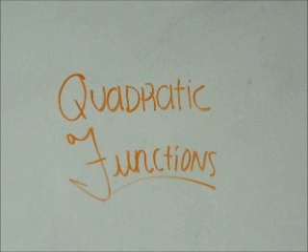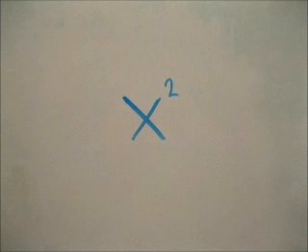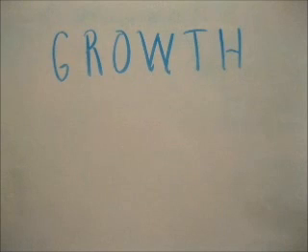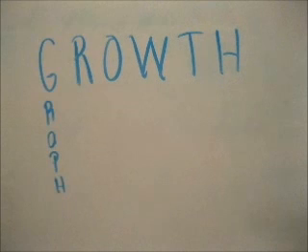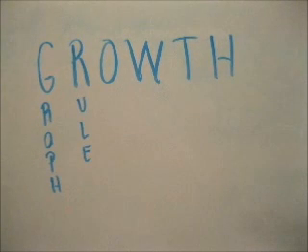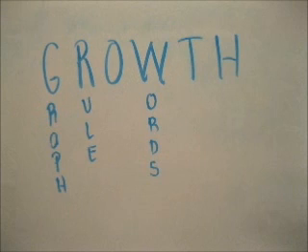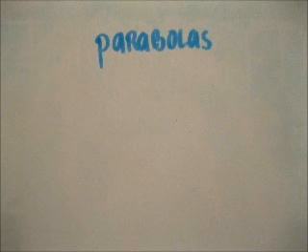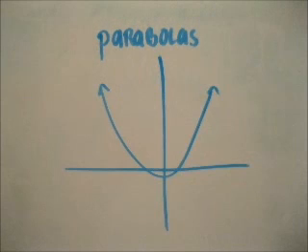Quadratic functions. Quadratic functions have x with its exponent to the second degree. I'll further explain quadratic functions as I go through growth. Growth refers to the graph, rule, words, and table of a function. The graphs of quadratic functions are called parabolas, which are symmetrical U-shaped lines.